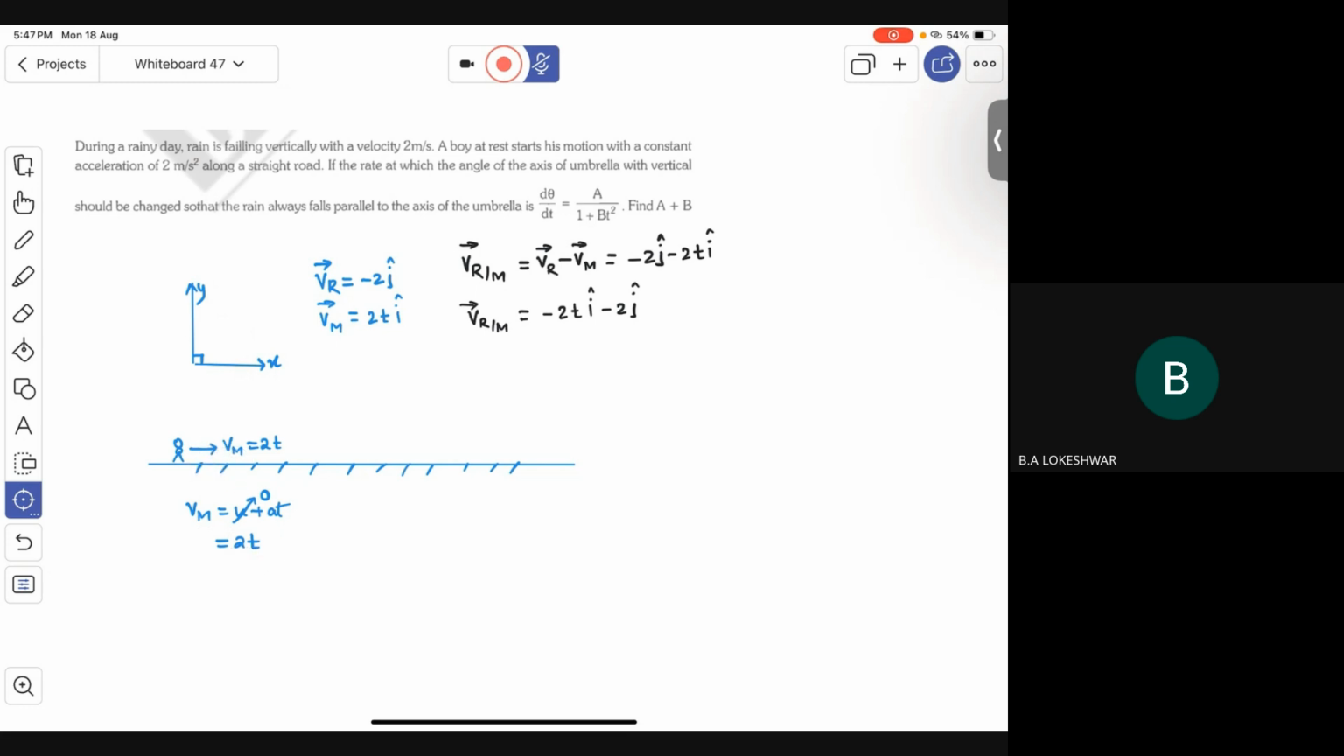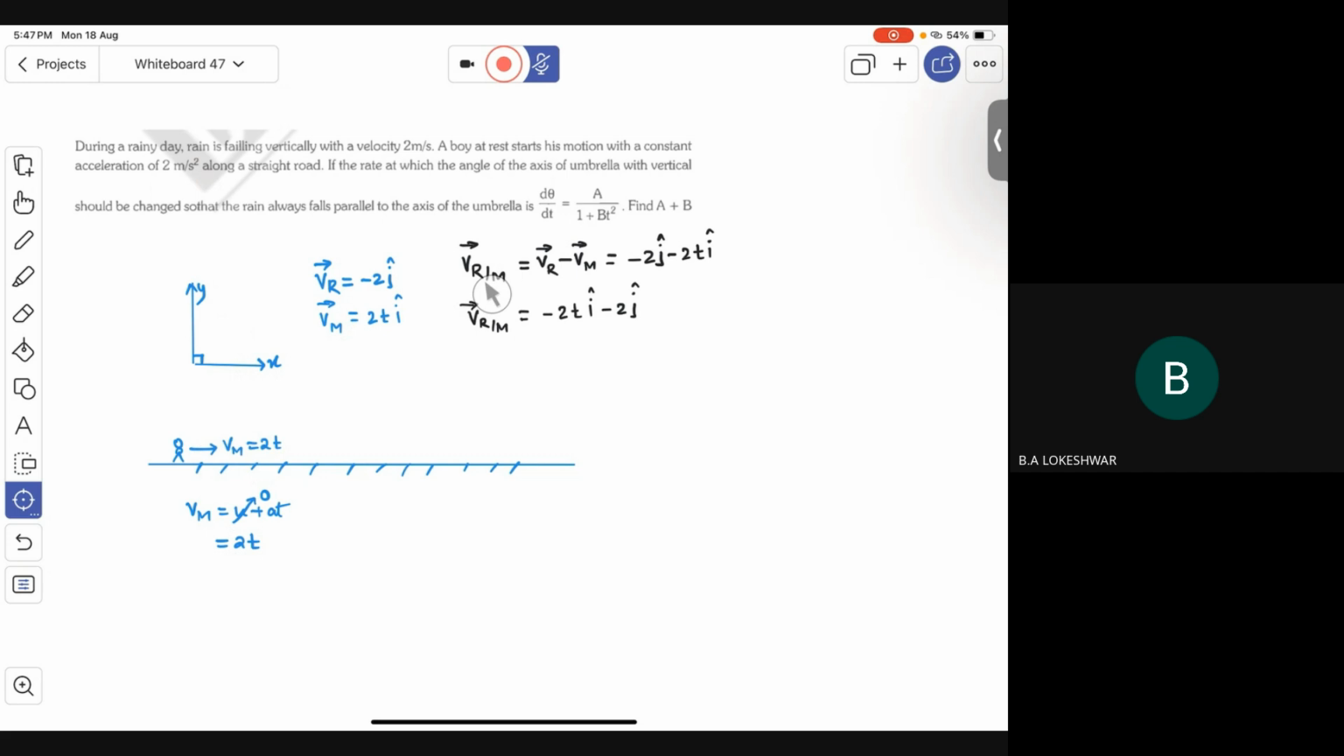Why is u 0? Because they're telling us the boy starts from rest, and then he moves with acceleration 2. So at any time t, he will have this much velocity. Suppose he travels this side. So the velocity of the man with respect to the ground will be 2t I cap.